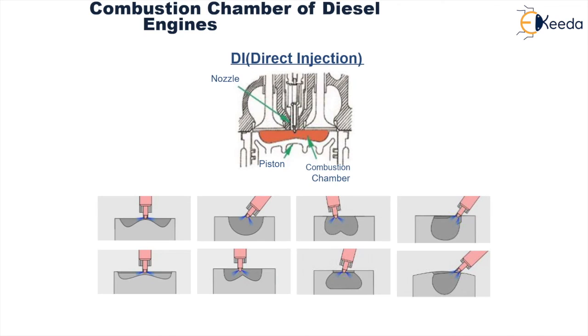This here shows different types of arrangements and the shape of the piston depending upon the arrangement of the injection nozzle in the case of a direct injection system. The images show different arrangements and the different corresponding shapes of the piston. Okay, thank you very much.